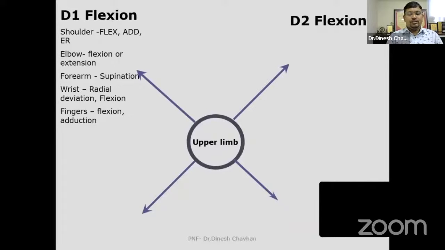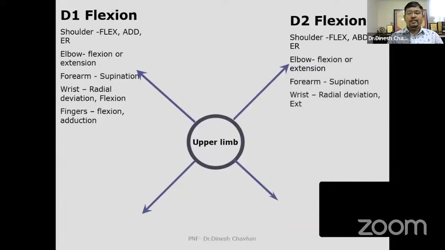D2 flexion of the upper limb. What movement occurs at the shoulder? At the shoulder, flexion, abduction, external rotation. At the elbow, flexion or extension. At the forearm, supination. At the wrist, radial deviation and extension. At the finger, extension and abduction.